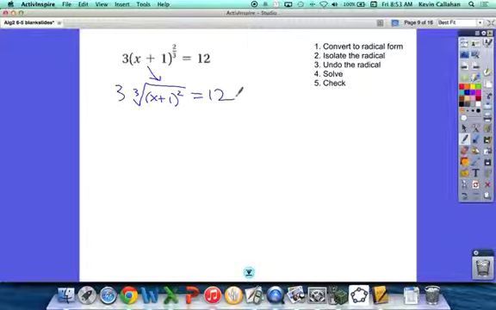But by taking that first step, now you're basically following the same steps that we did before. Now isolate the radical. What am I going to do to isolate the radical? Divide by 3, right? So now we've got the third root of x plus 1 squared equals 4. Okay, we're up to the third step. Undo the radical. How do you think we would undo a cubed root? Cube it, right? Cube both sides.